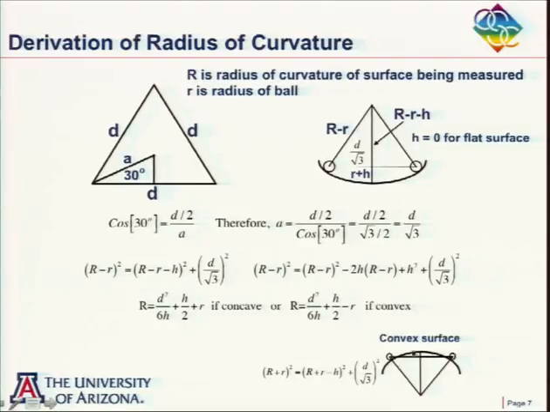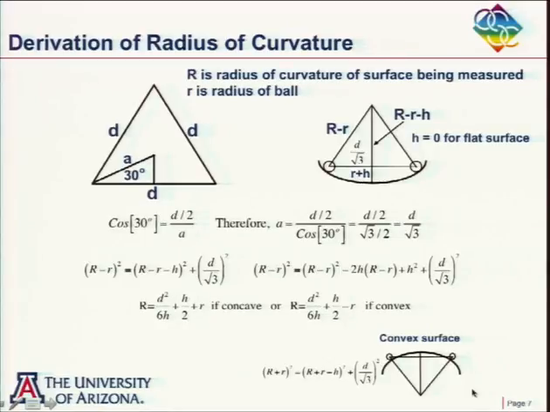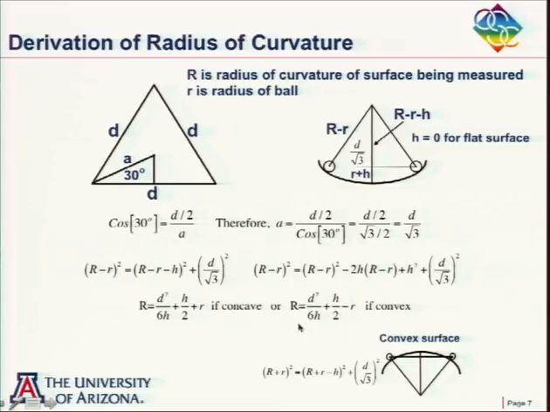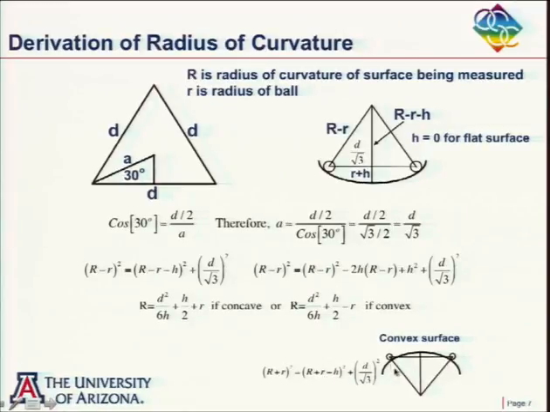If this is a convex surface, so now I'm still measuring from up here, so the balls are outside here. And so we would have a similar expression here, except now instead of capital R minus little r, in this case it would be capital R plus little r. And so if that's a convex surface we're measuring here, then this becomes a minus r. Concave is plus r.